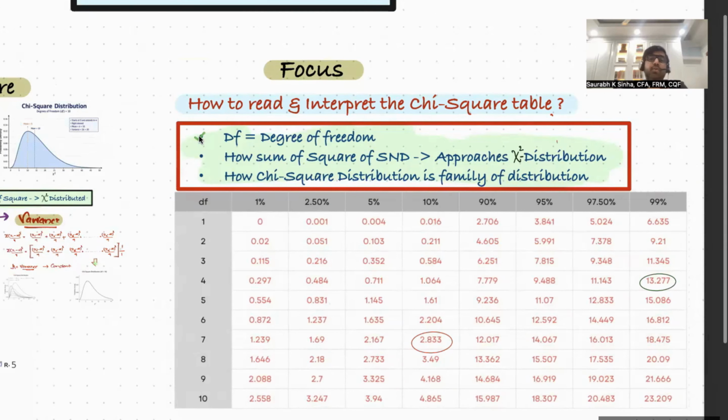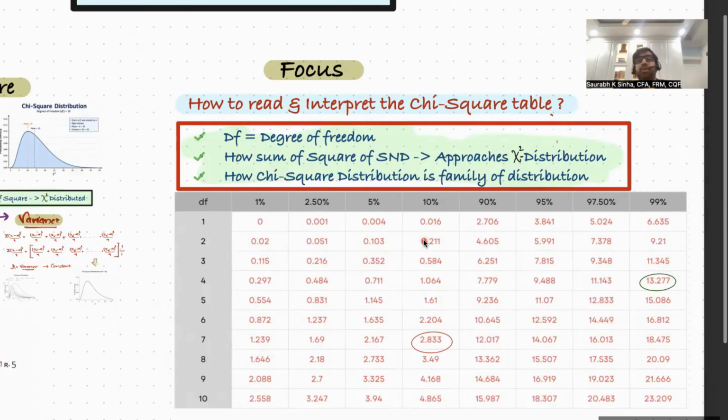First of all, you should understand what degree of freedom is. Second, you need to understand how the sum of squares of a standard normal variable approaches chi-square distribution: how something which is normally distributed, which can go up to negative infinity, approaches chi-square distribution, which is pegged at zero. And then we have to understand how chi-square distribution is a family of distributions. Only then would you be able to understand the chi-square table.